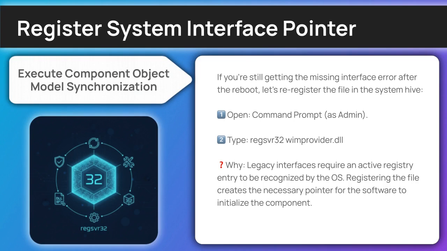If you're still getting the missing interface error after the reboot, let's re-register the file in the System Hive. First, open command prompt as admin. Second, type regsvr32, followed by your file name causing the error, then hit enter. Why are we doing this? Well, legacy interfaces require an active registry entry to be recognized by the OS. Registering the file creates the necessary pointer for the software to initialize the component.